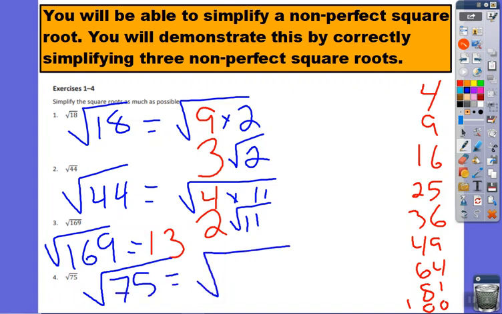Okay, last one, square root of 75. What multiplies to make 75 from our list of red numbers that are perfect squares over here? That would be 25 times 3. Okay, square root of 25 is perfect, so I can do that. That is going to come out as a 5, a big regular 5, and the 3 will still be inside the square root.